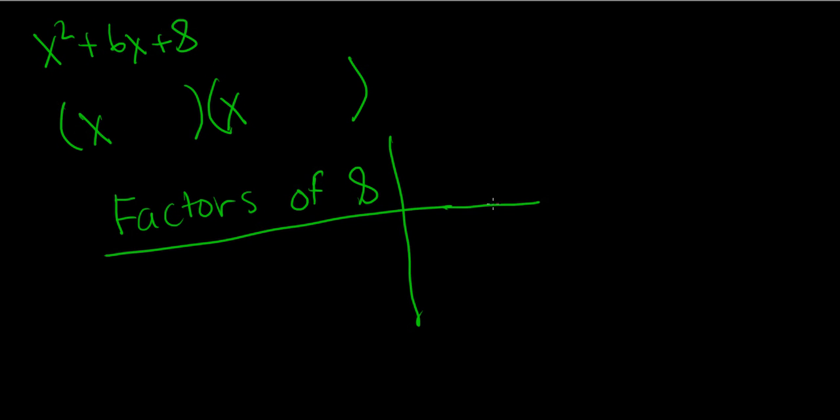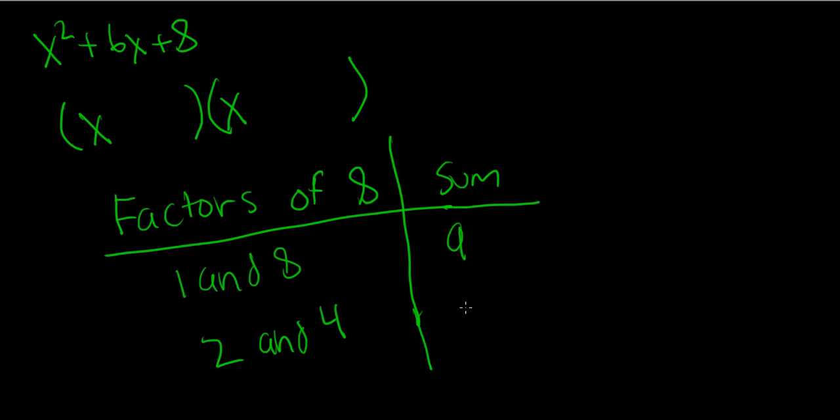So let's look at factors of 8. We know that 1 and 8 are factors of 8, because 1 times 8 is 8. But when we add them, we get 9, and 9 is not what we're looking for. Other factors would be 2 and 4, because 2 times 4 equals 8. And when we add 2 and 4, we get 6, so that works. We can now plug those factors into our parentheses, so it becomes plus 2 and plus 4.